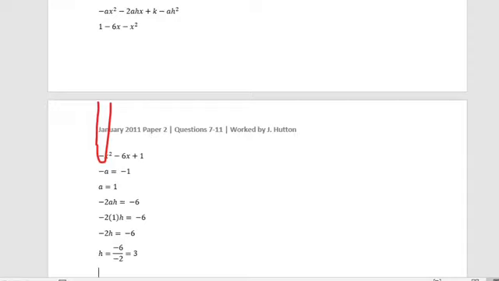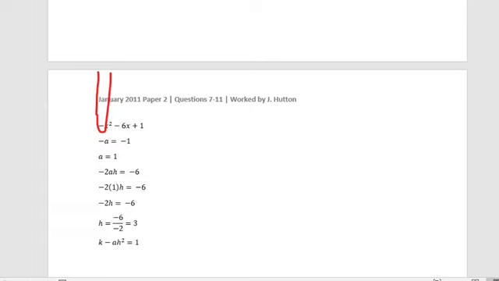And now we can go ahead and solve for that part. So what we have is k minus a, h squared, is equal to 1. We know what the value for a is, we know what the value for h is, so we can go ahead and solve what the value for k is. So k minus a is 1 and h is 3, so it is 3 squared is equal to 1.